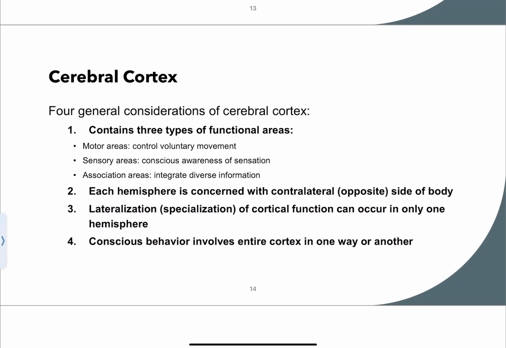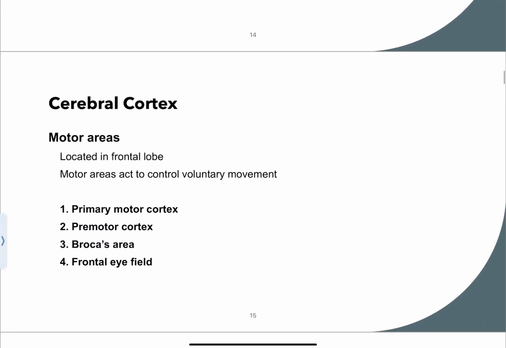Conscious behavior is going to involve the entire cortex in one way or another. There's no functional area of the cortex that acts alone. We are talking about each specific area within the cortex and its individual function, but again, just remember that it's not just that specific area. We really need communication throughout our entire cerebral cortex in order for anything to actually happen.